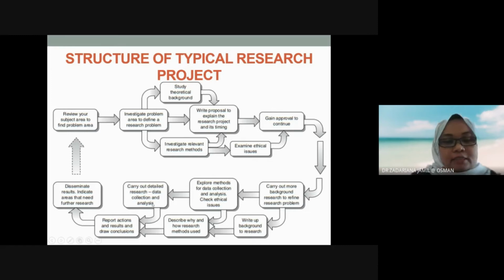After the analysis of the data, you need to do the report by writing up the outcomes of the research that you have already obtained, by writing up the findings that you obtain from your research, and then draw conclusions of your research. After that, you can disseminate the results.